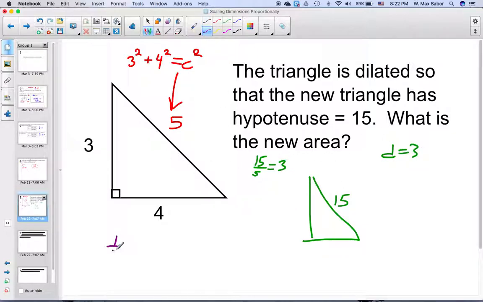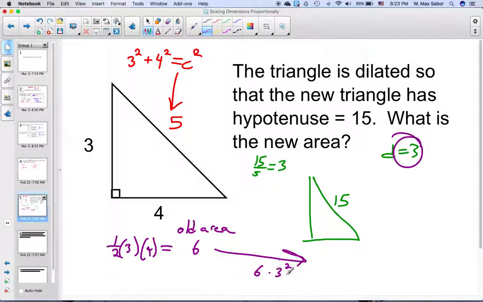The old area was 1/2 base times height. So the old area is 1/2, 3 times 4 is 6. So we can take that 6 times 3 squared, 3 squared being 9. 6 times 3 squared gives us the new area is 54.